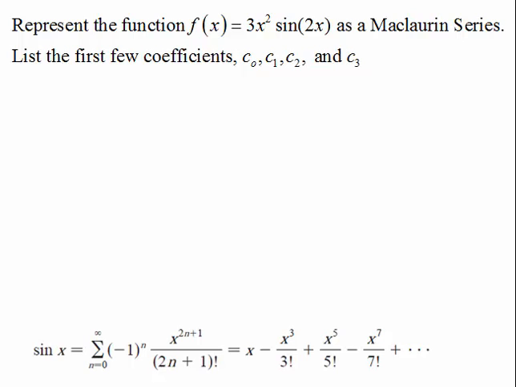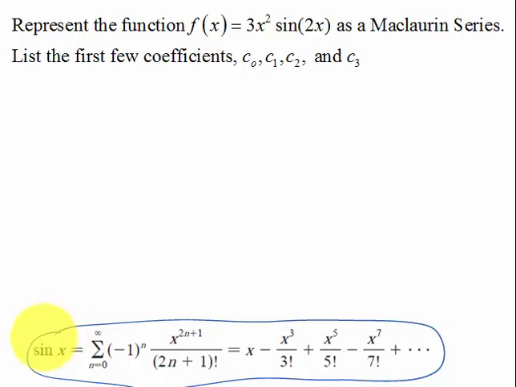So we want to represent the function 3x squared sine of 2x as a Maclaurin series, and then we'll write out the first few coefficients. We are going to think of something we already know. We know the Maclaurin series for sine x, so we'll be able to utilize that.